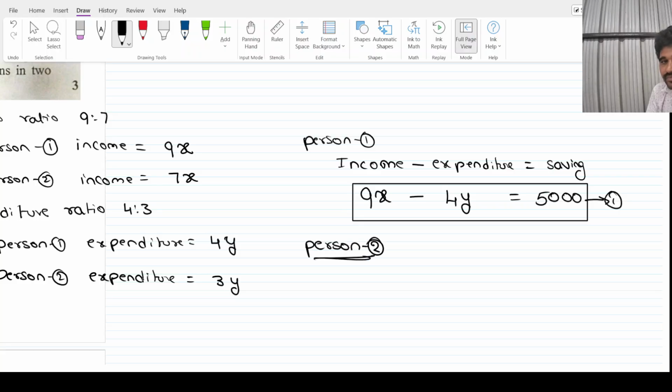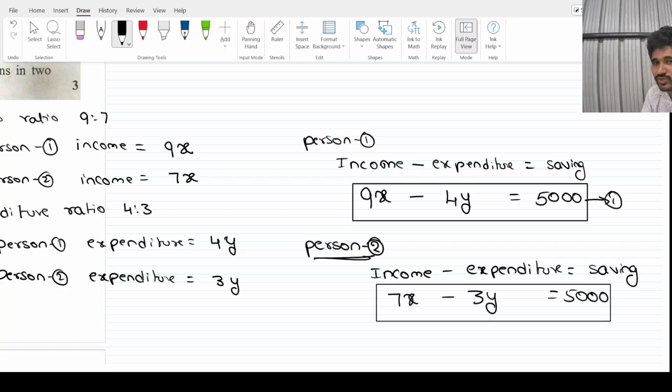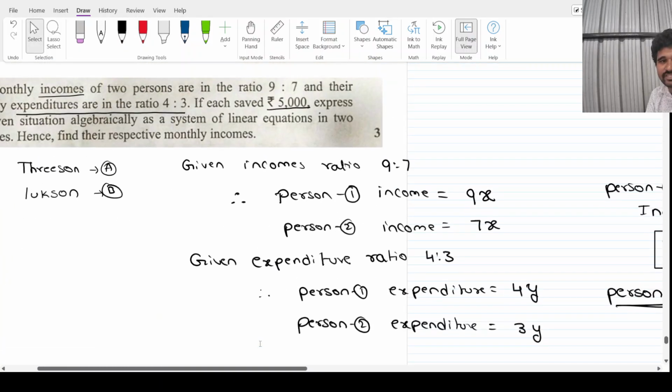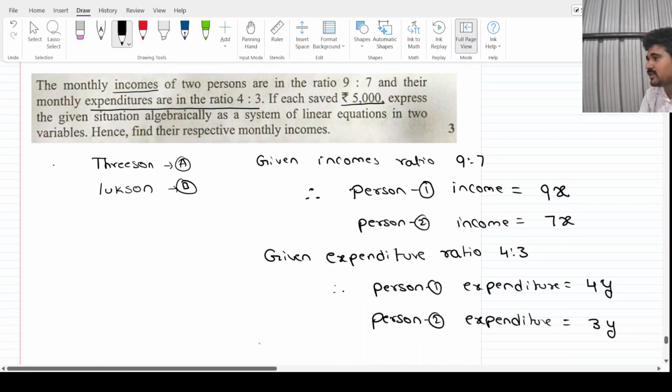Now person 2. Income minus expenditure is equal to saving. True, right? That statement. So what is the income? 7x minus 3y is equal to 5,000. This is equation number 2. Okay, this is what they asked for the first step. Then algebraically you have to solve. Find respective monthly incomes. Incomes now you have to find.